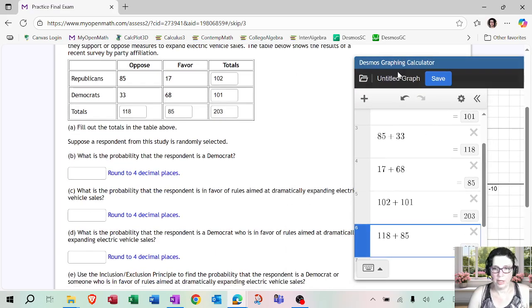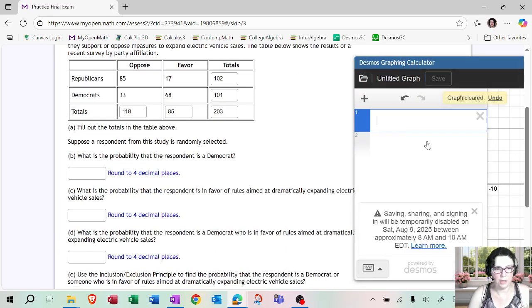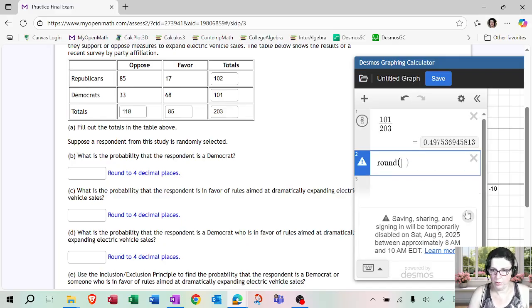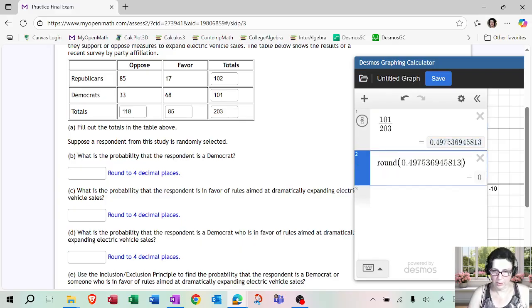Okay, the next question says, what is the probability that a randomly selected respondent is a Democrat? Here you look at the total number of Democrats and divide it by the total number of people surveyed. This is what we call favorable over total. The total number of Democrats is 101, and you divide this by the grand total, which is 203. It asks you to round to 4 decimal places, which you can do using the round command. So that would be the answer.